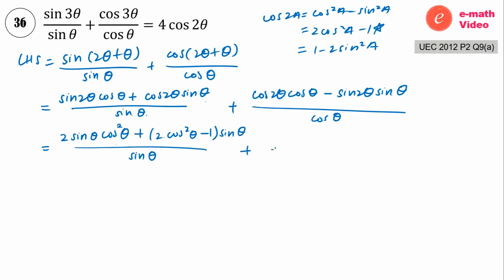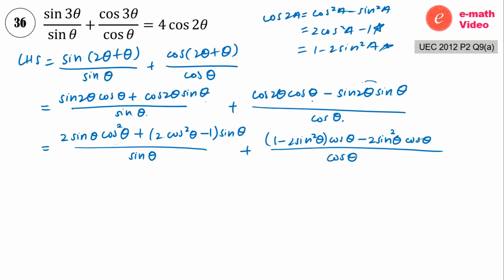Then for this fraction here, which one should we use? Later this cos theta and this cos theta will cancel. We need a sine square theta later. We will have a sine square theta when we multiply them together. So I will choose the third one. 1 minus 2 sine square theta times cos theta minus 2 sine theta cos theta times sine theta becomes sine square theta over cos theta.